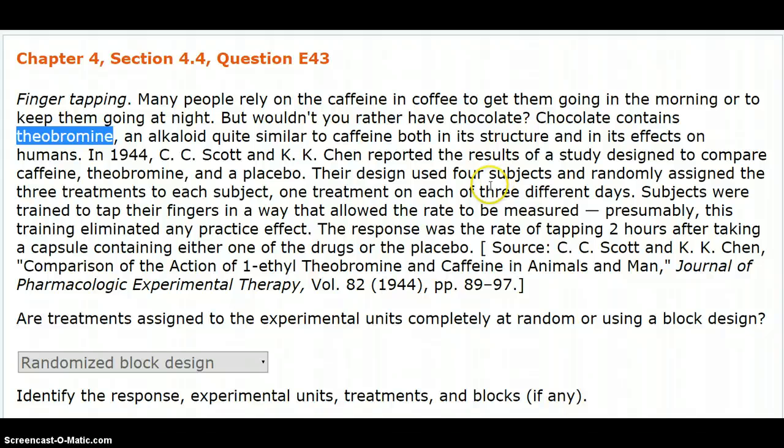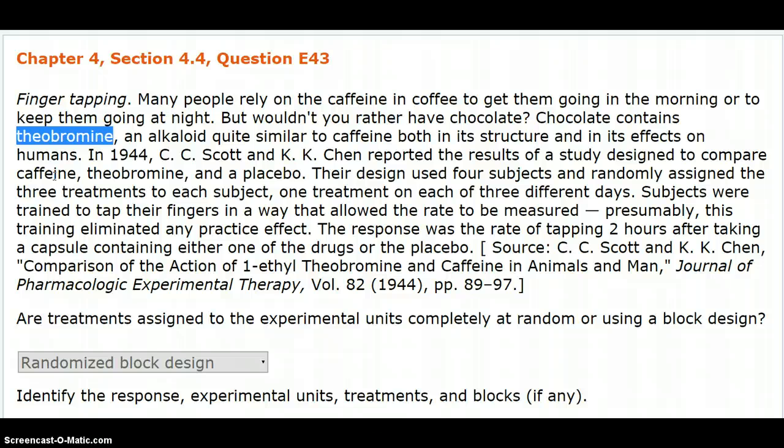So how does this design do that? Well, if we're taking a specific subject, say I'm a very slow finger tapper. Well, if you only tested me once, say you put me on caffeine, maybe it really does speed me up, but because I'm such a slow finger tapper naturally, we won't really see the effects of caffeine if you're comparing me to someone who took the placebo but happens to be a very fast finger tapper naturally. However, if you look at me on caffeine, me on theobromine, and me on placebo, then it'll subtract that variability.